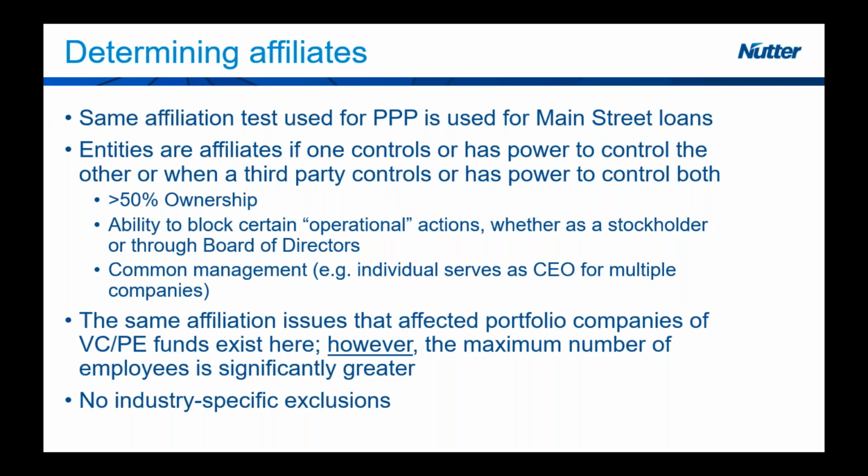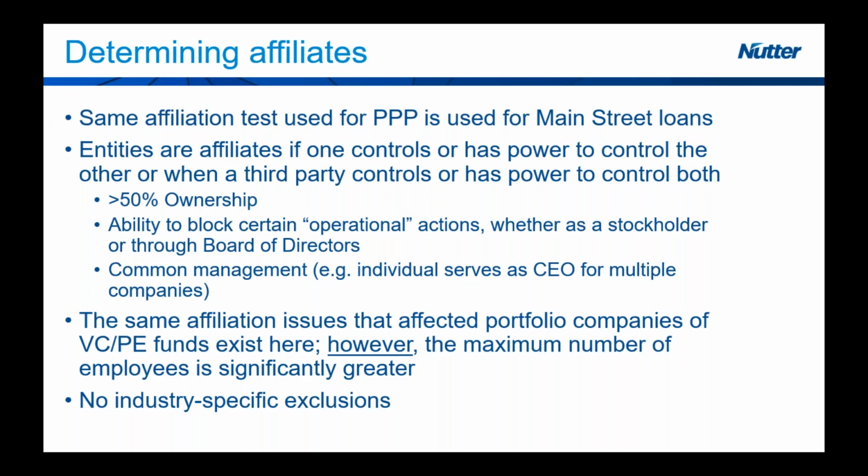But under the SBA rules, affiliates could also be minority investors. The key consideration here is whether a minority owner has the ability to block certain operational actions, whether as an equity holder of the borrower or through the borrower's board. And then finally, affiliation will be presumed if there's common management. If two companies have the same president or CEO, the rules will assume that those entities are affiliates.